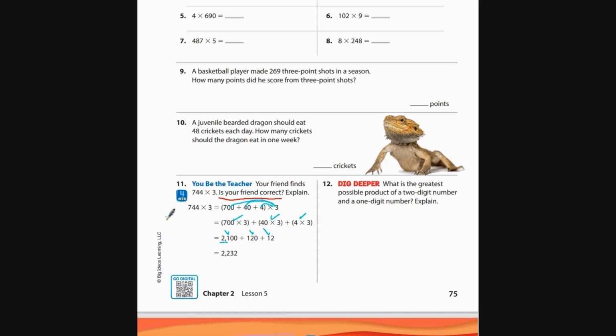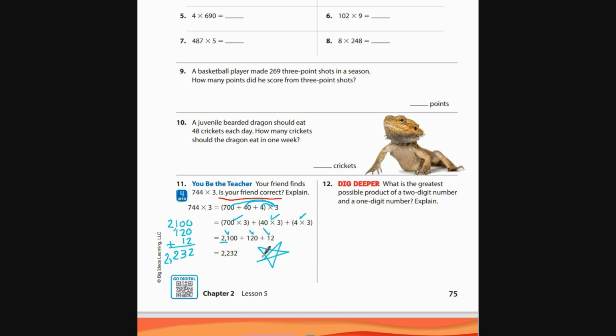Well, let's see. Did they add wrong? Let's try it out. 2,100 plus 120 plus 12. Add it all together, you get 2. This is 3. So far, so good. 1 plus 1 is 2, and 2,000. 2,232 is equal to 2,232. So is my friend correct? Absolutely. My friend is correct.